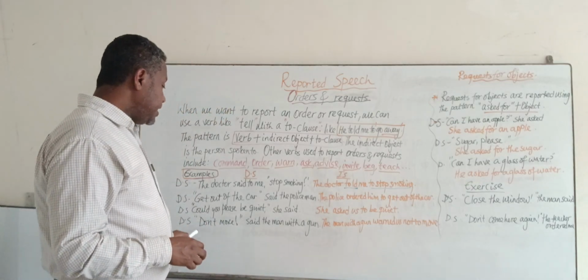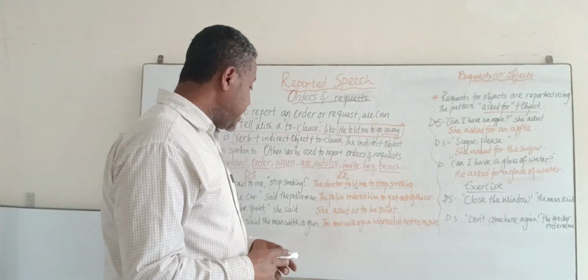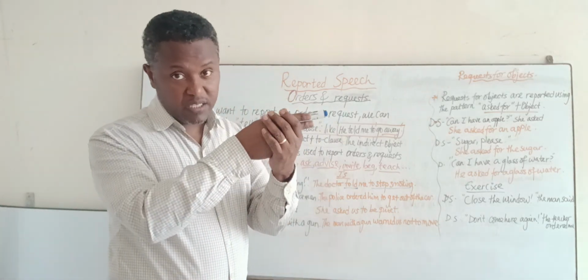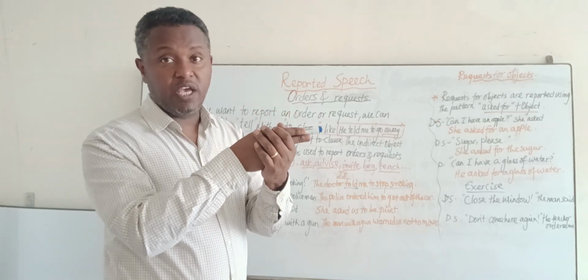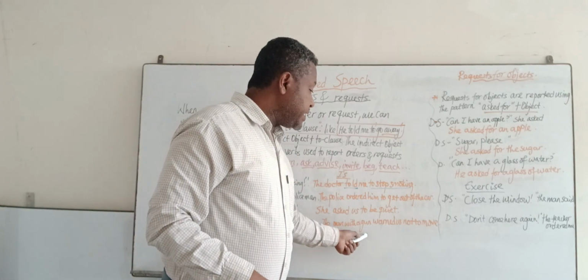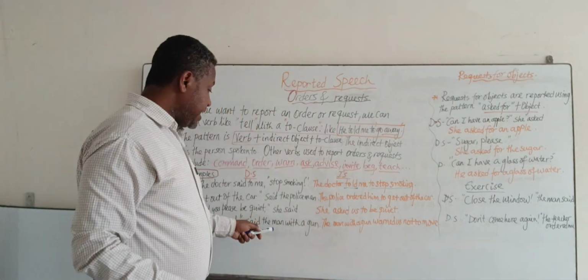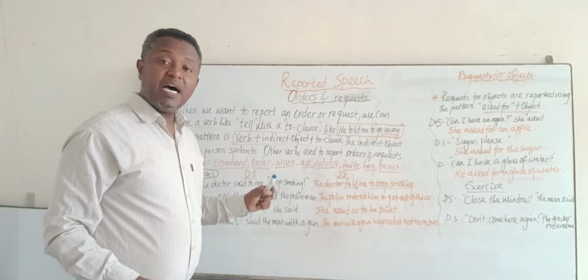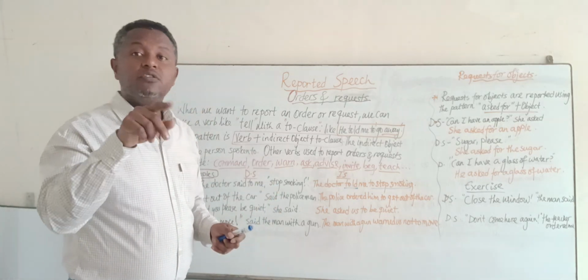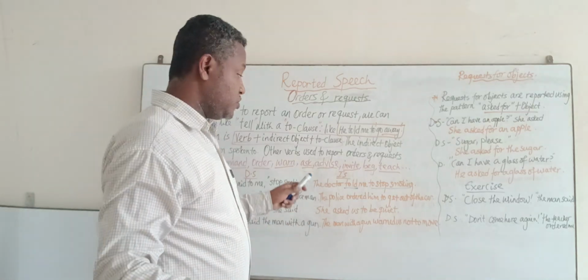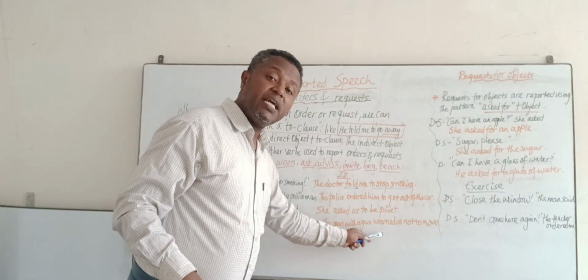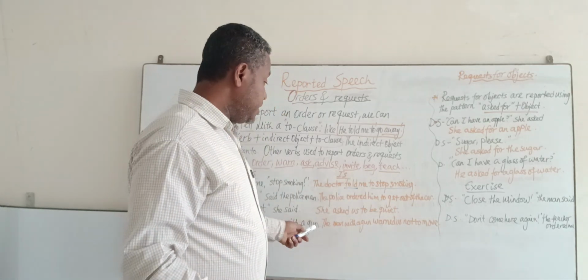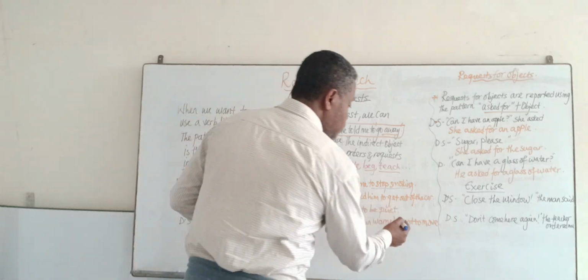To be quiet. The last one: don't move, said the man with the gun. So the man with the gun warned. When someone says don't move, that is a warning. So the man with a gun warned us, because this is negative. It's not like the other one, stop smoking, and others. We add not: not to plus the rest of the phrase. So the man with a gun warned us not to move.